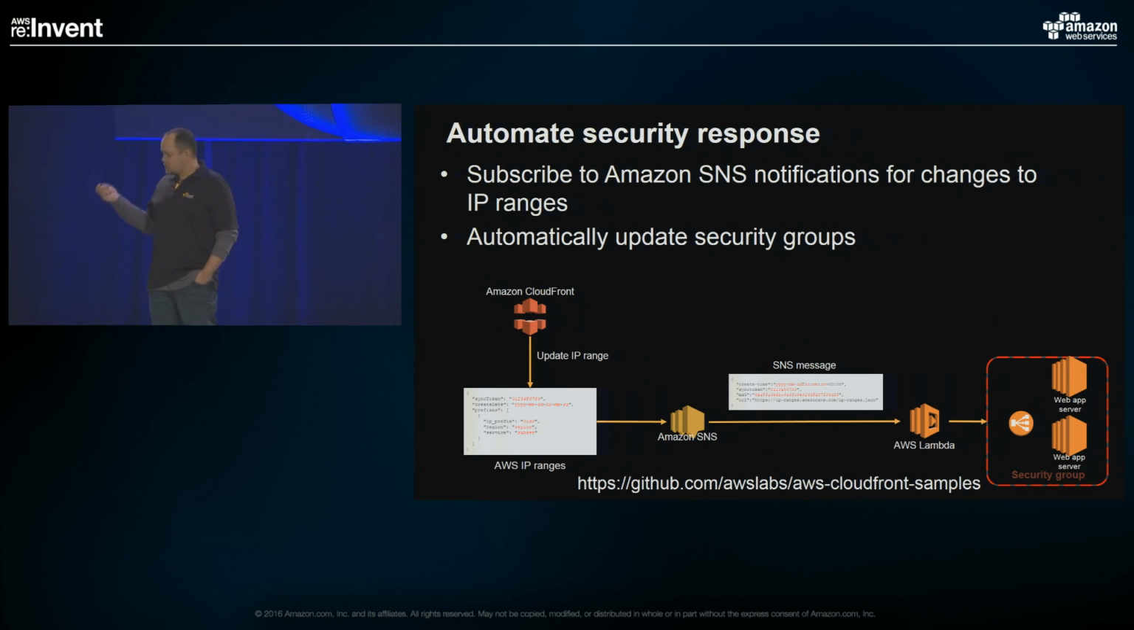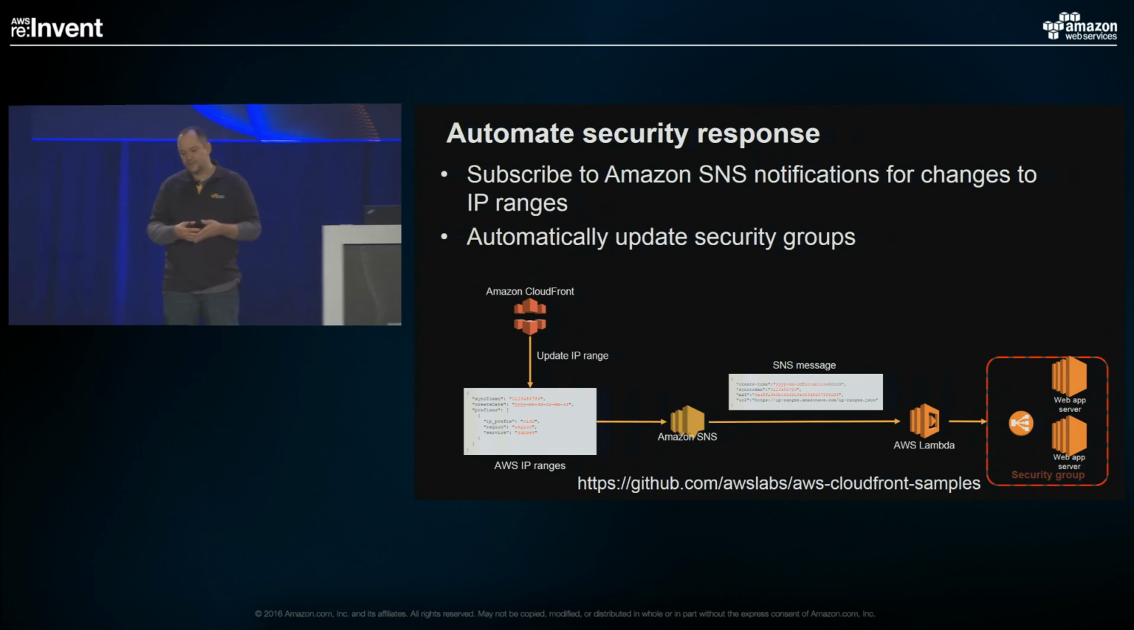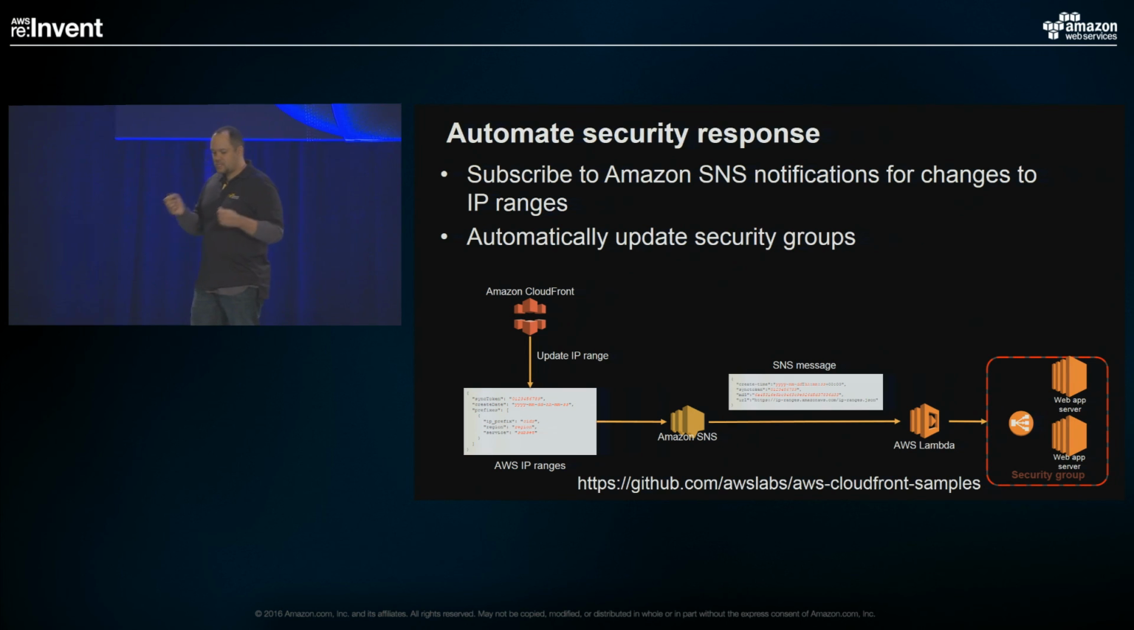What this solution does is update the security groups based on the changes in the IP list of the CloudFront servers. Whenever that changes, there's a Lambda function that subscribes to an SNS topic. The SNS topic then triggers that Lambda function, and Lambda updates your security groups with the latest whitelist, so you don't have to manually keep track of when those IP addresses change and update them yourself.